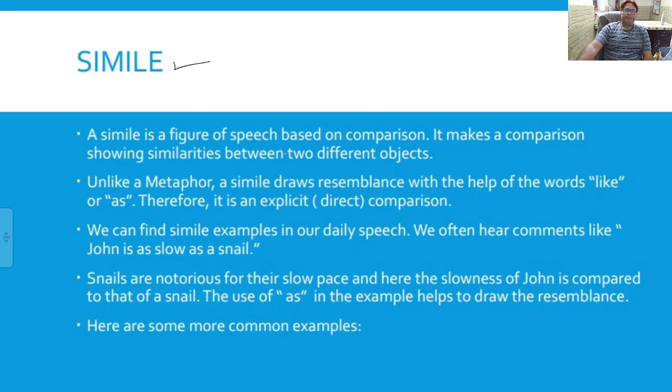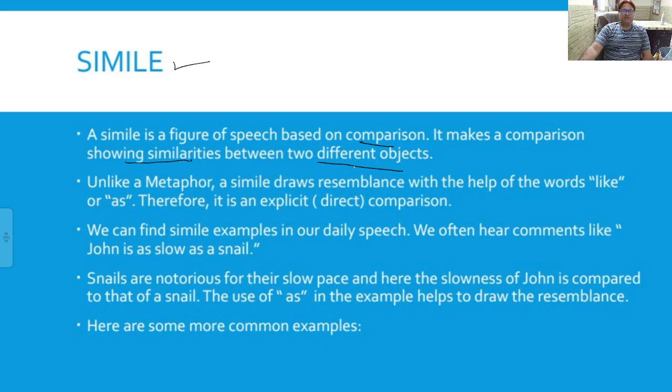The most important aspect of simile is comparison. So this is a figure of speech based on comparison. It makes comparison showing similarities between two different objects. Okay, this looks somewhat contrasting, but this is the main part of this figure of speech.